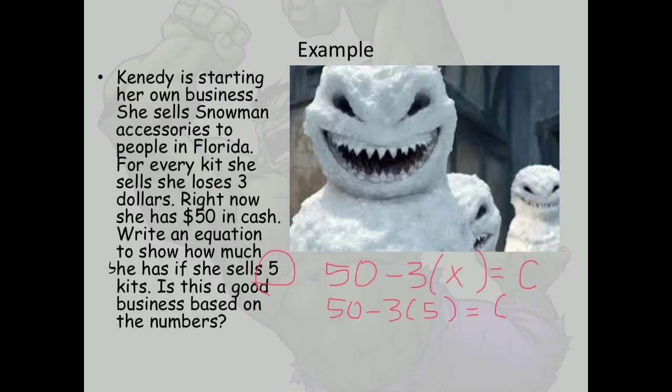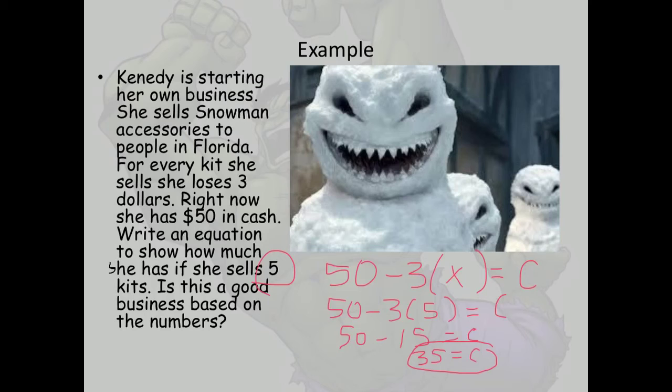Following order of operations, we have to multiply before we can subtract, or we can treat this like a negative number. So negative 3 times 5. Either way, the signs are not the same, so we are going to make the number come out negative. So we have 50 minus 15 is C. In this case, she has sold 5 kits and she now has $35.